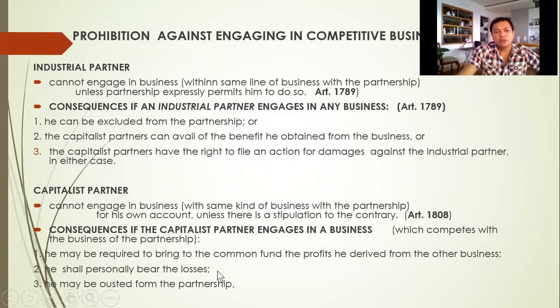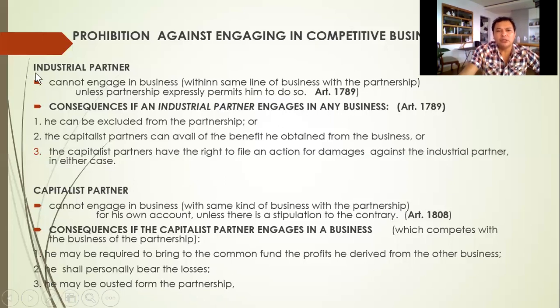Okay. This one, if, let's say, the other business that he created has experienced losses, then that capitalist partner will have to bear the loss. Number three, he may be ousted from the partnership. Ousted meaning expelled, no? So that's the case of the capitalist partner.